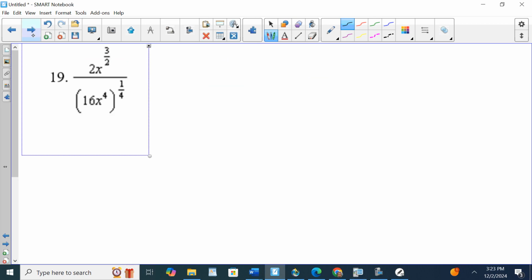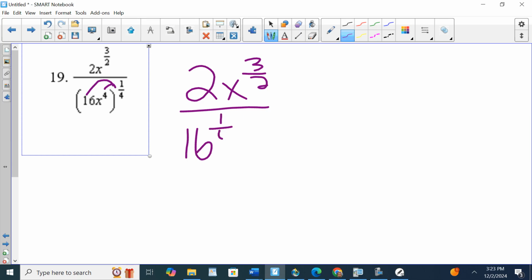19 and 20, it wants you to express your answer as a radical. Well, radicals are fractional exponents. Nope. Get rid of parentheses. Yup. Everything inside gets it. So it's 16 to the 1/4, x to the 4 times 1/4. 4 times 1 is 4, over 4 is 1. Negative exponents are fractions. Nope. Clean it up, MD.